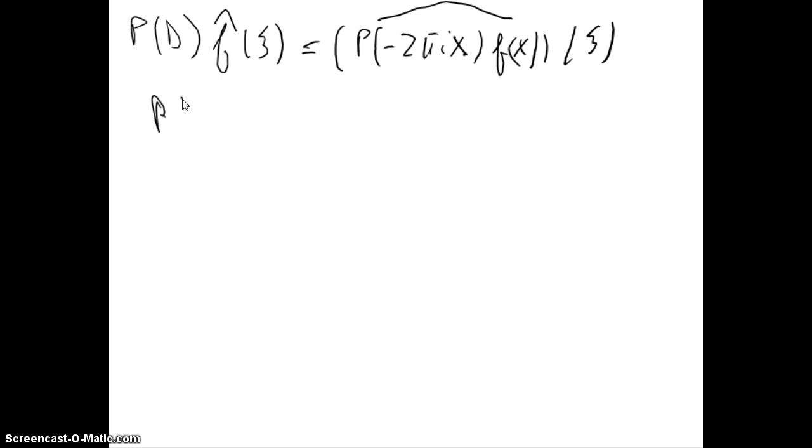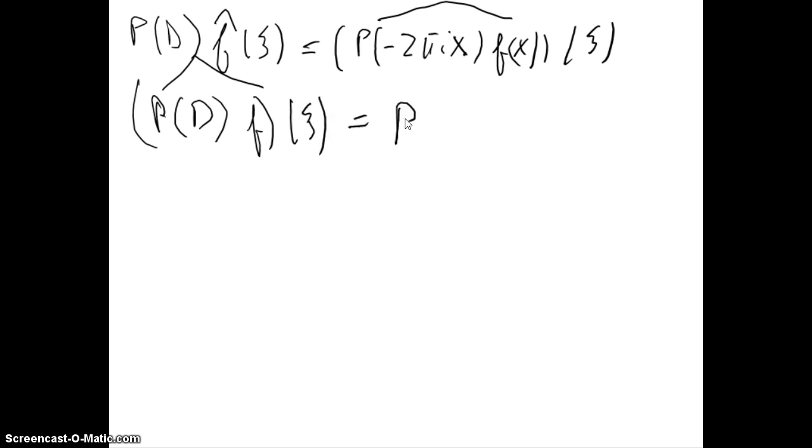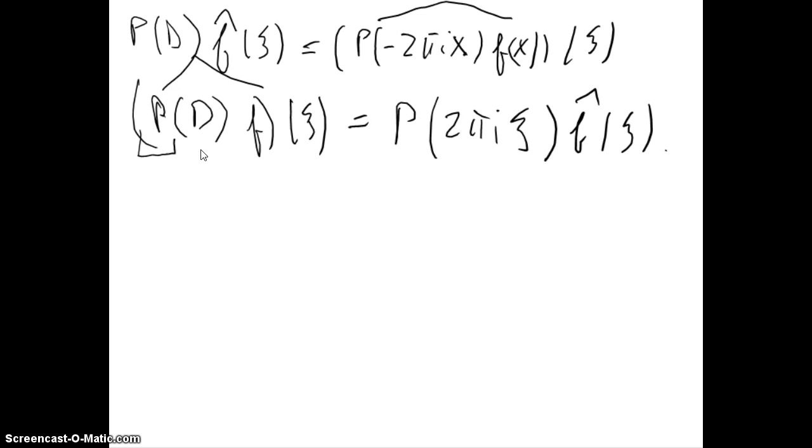And another thing that one can obtain from the previous results is that the transform of P(D) f at xi will be equal to P(2 pi i xi) f hat of xi. Okay, so remember, P is a polynomial in n variables, and that it has a D inside is because it's a differential operator associated to P.